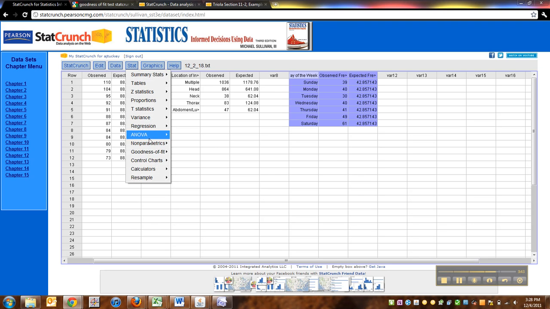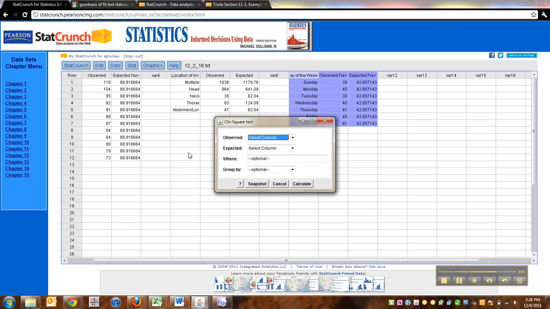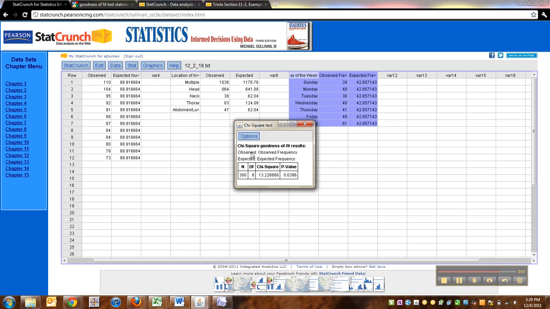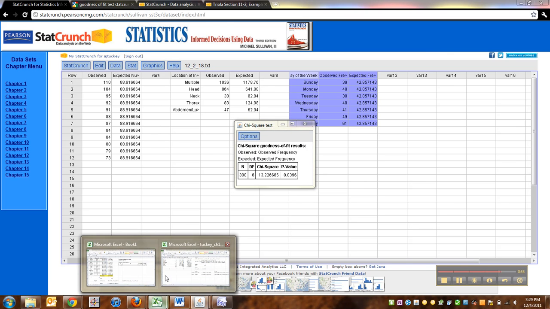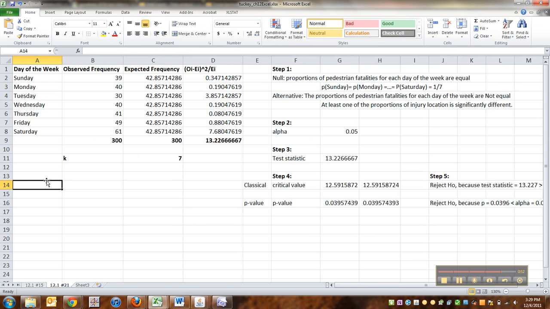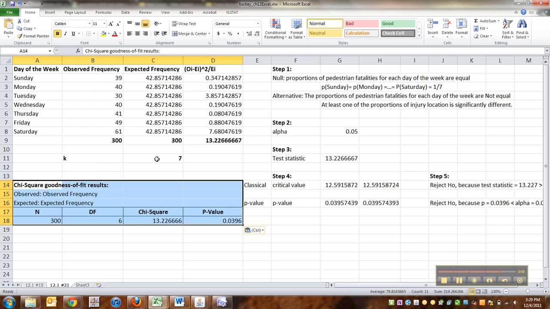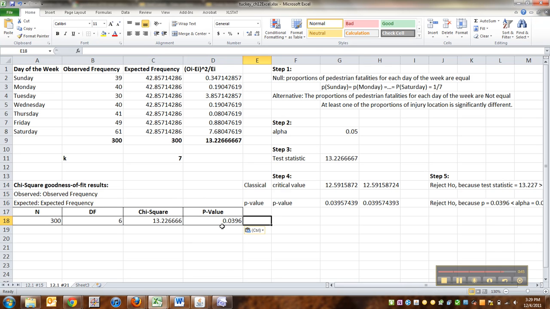Go to Stat, Goodness of Fit, chi-square. I've got them called observed frequency this time. You could number them, like observed for 12.1 or observed number 21, expected number 21, associated to the problem number or something like that. And there you go. Copy, and bring it over here, and paste. And I love seeing it back up what I had said, that the p-value was 0.0396.